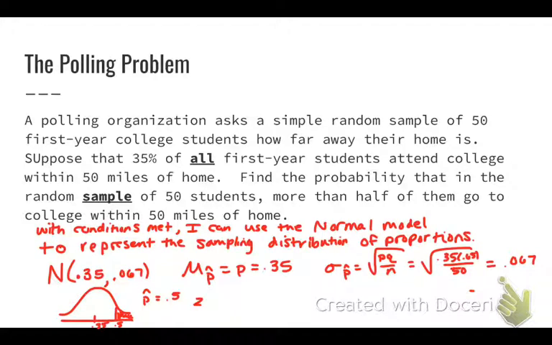All right, so now we're going to find a z-score. So our z-score, we do p hat minus p all over our standard deviation of p hat. So 0.5 minus 0.35 divided by our standard deviation, which was 0.067. Alright, so what does that get me?